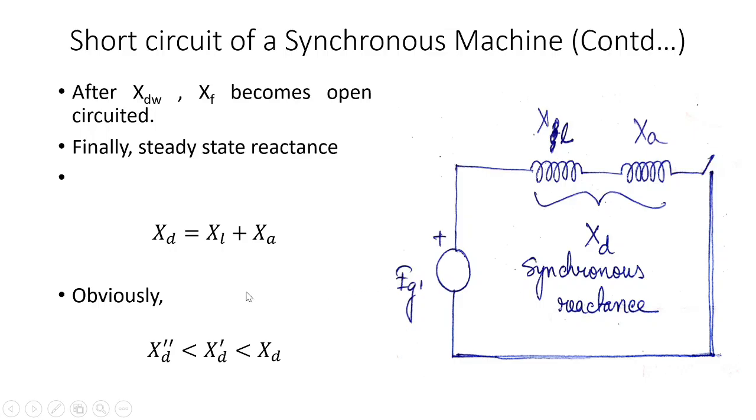Obviously, we can understand that XD dash dash is less than XD dash, which is less than XD. So subtransient reactance is the lowest. Transient reactance is higher than subtransient reactance but lower than steady state reactance, and steady state reactance is the highest.